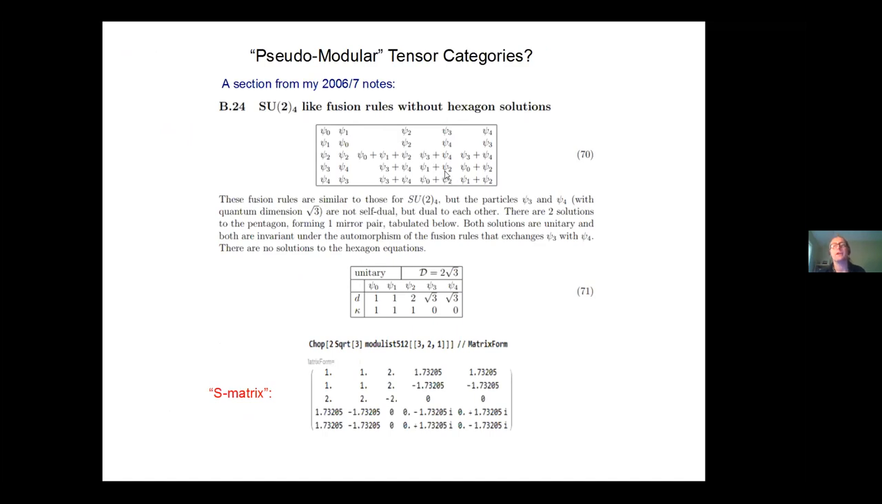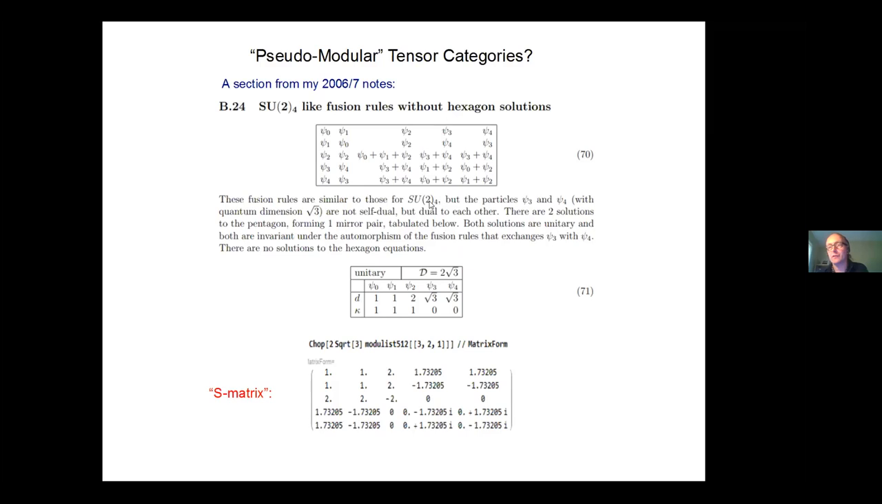That's right. Here psi 0 is the identity. So psi 0 appears here when I multiply psi 4 with psi 3. It's interesting, but for example, the quantum dimensions are the same as for SU(2) level 4. And it turns out that this can be solved.